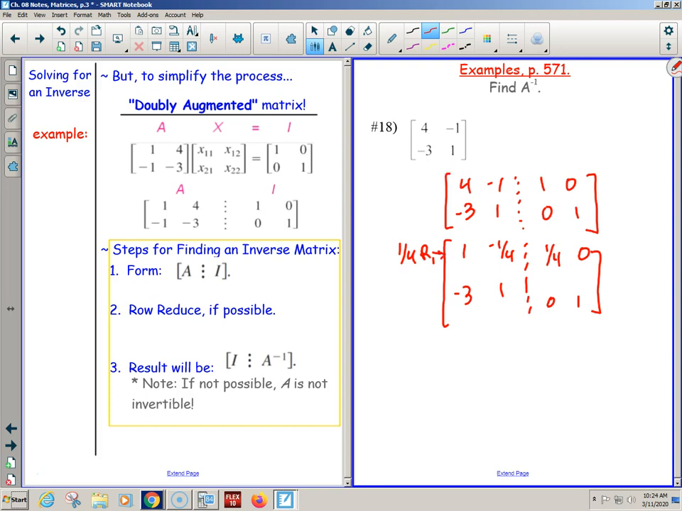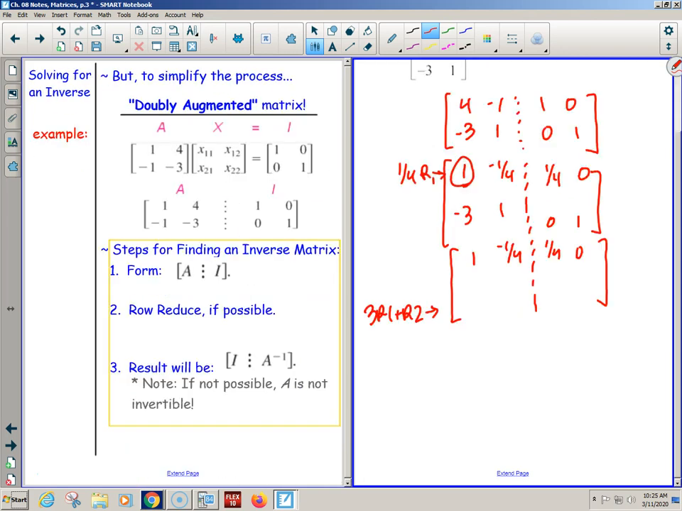1/4 R1. I have my 1, awesome. Am I done? No, but I'm close. After I get a 1, what do I do? Yep, 3R1 plus R2. Why am I doing that? Well, because I need to get my 0. I'm literally using my 8.1 skills. All that's different is I was given a little square matrix to begin with. I augmented it with an identity, but now I'm just using those same 8.1 skills.